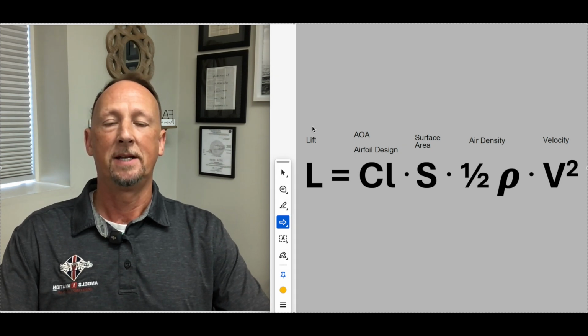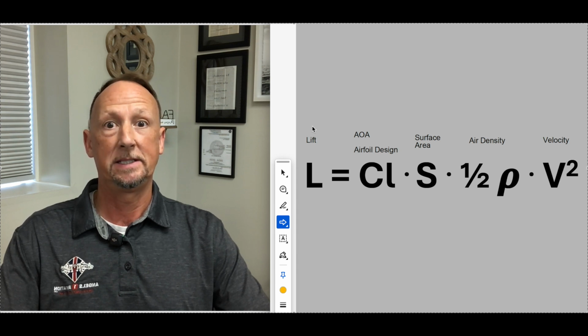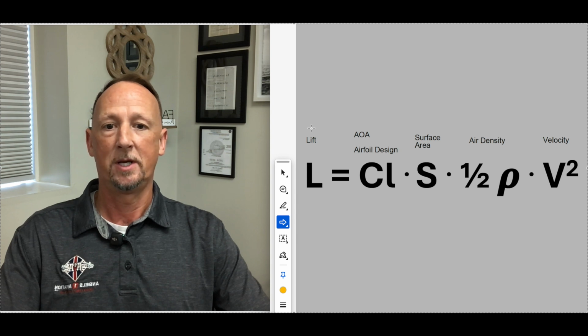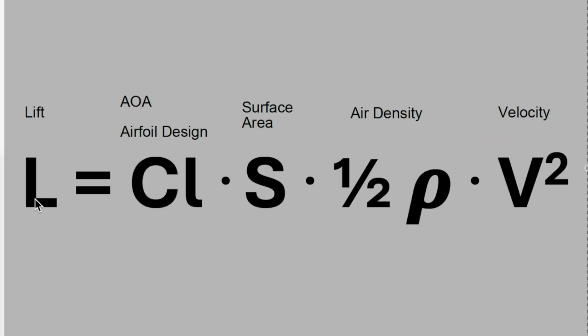I'm Adam, and today we will talk about the basics of the lift equation. We're not aerodynamicists, so we're going to talk basics. Keep it simple, short and sweet. So here we go. Lift equation. Lift equals coefficient of lift times the surface area times half rho times velocity squared. So how do each of these impact lift?